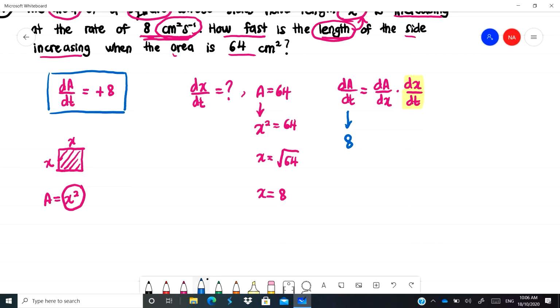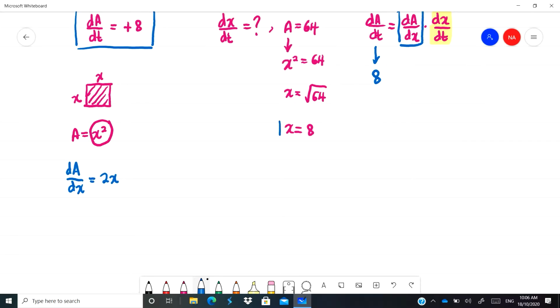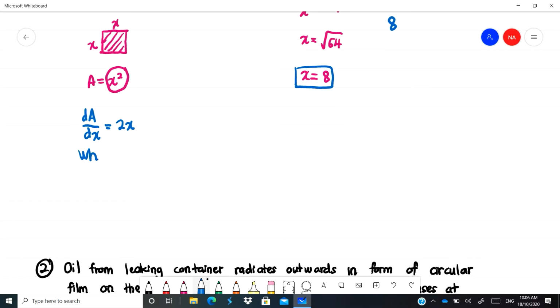Next, dA over dx. Can we find dA over dx? Yes, we can. So we just differentiate these, and we'll have dA over dx given by 2x. When the value of x is 8, so we'll write when x is 8, dA over dx will be 2 multiplied by 8, so given by 16.